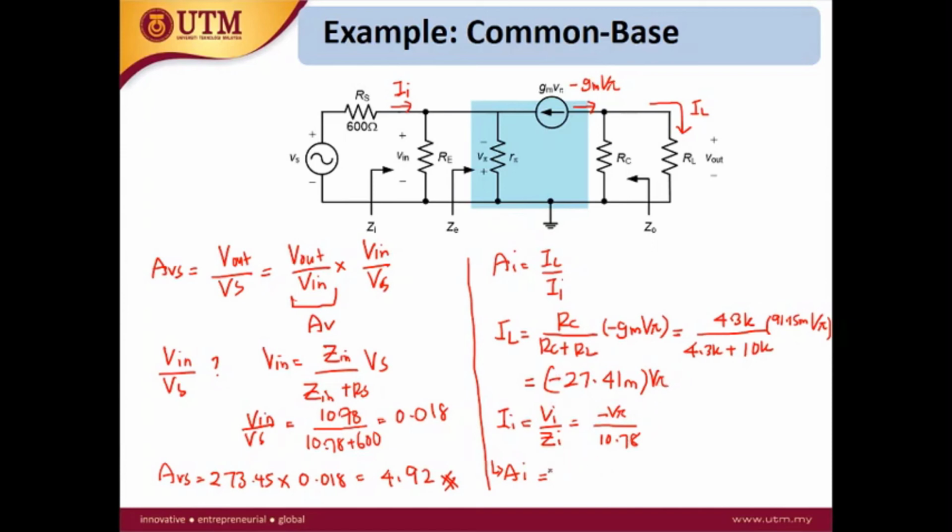So you will get 27.41 milli times 10.78. So the answer is 295.5 milli. So it's very small. It's around 0.29.